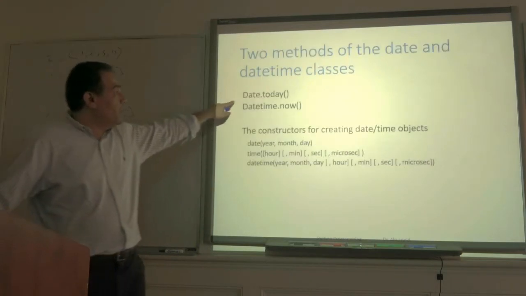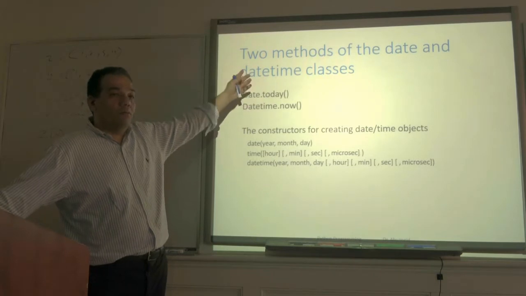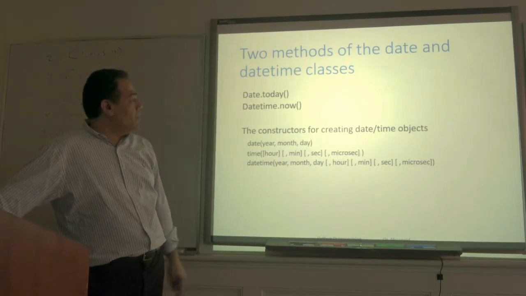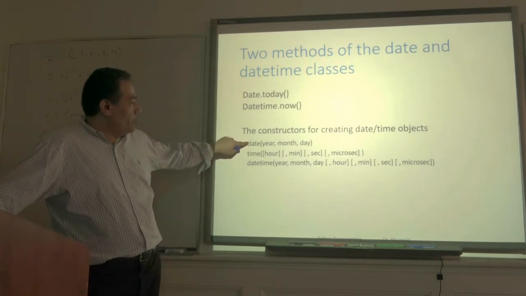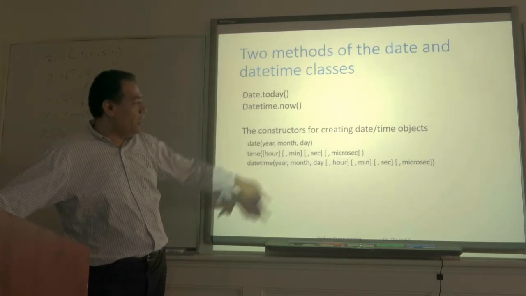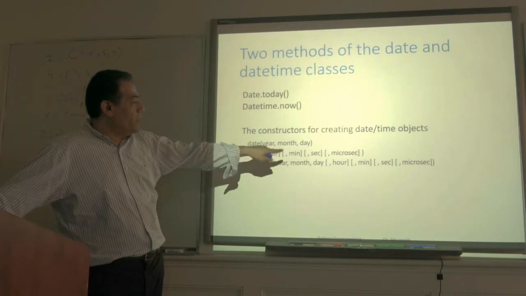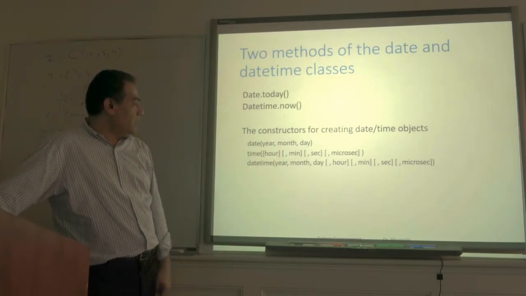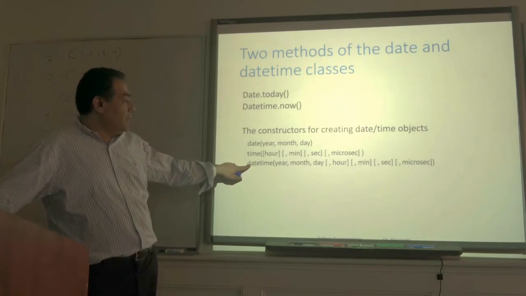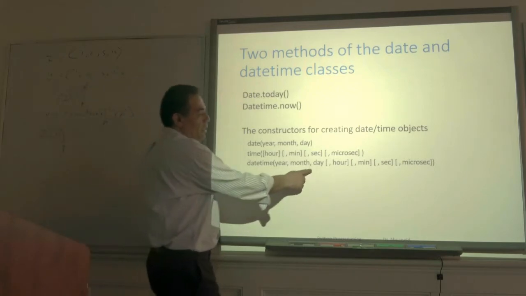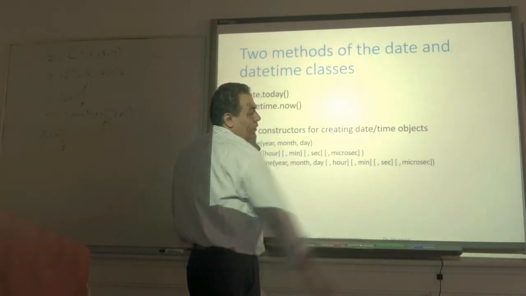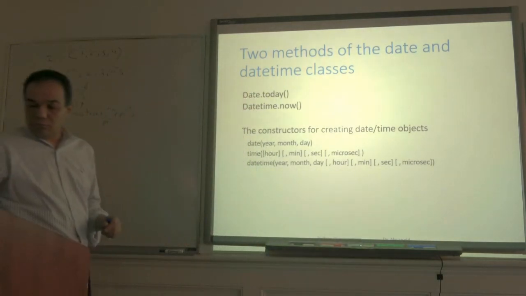So you have date today. What does it give you? Date time now. It will give you the date time now. So the date, usually the format is year, month, day, and the time, hour, minute, second, and microsecond or millisecond. Date time includes both year, month, day, and then you have the hour, the minute, the second, and the millisecond. Right?